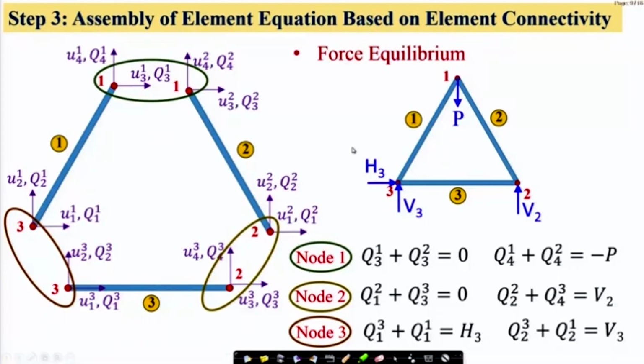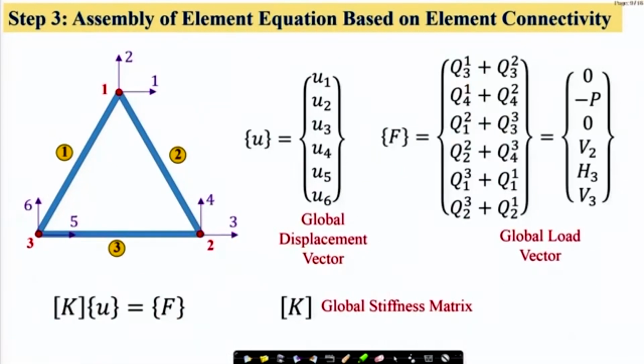Okay. What we have is this. This is our global load vector. The global displacement vector we know. And this global load vector we have already seen; it comes from this equilibrium condition, and this is our final equation: Ku is equal to F, where K is the global stiffness matrix. Now we need to determine what the global stiffness matrix is, right?